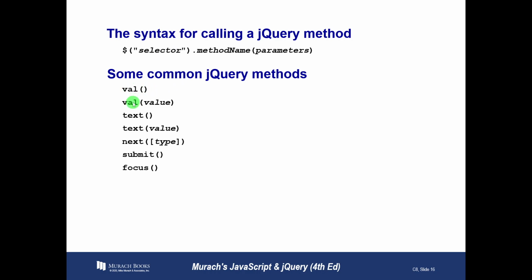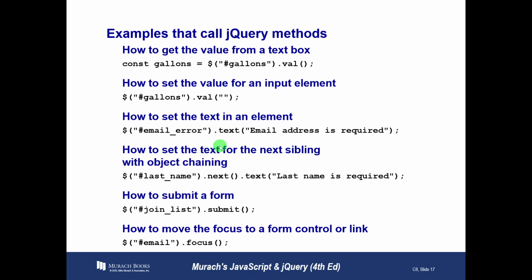We're going to see val and val. One of them is a getter, one of them is a setter. One gets the current value, one sets the value. Text, we can alter text. Next, submit and focus. So let's take a look.